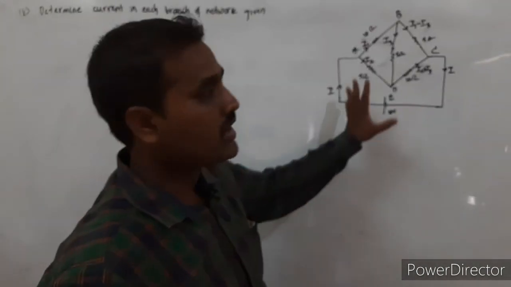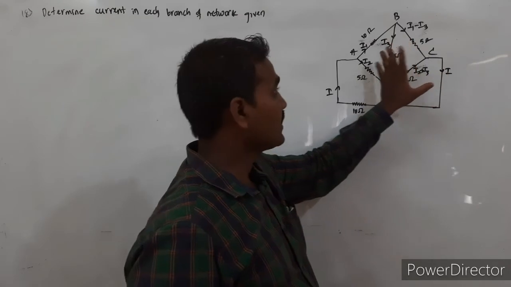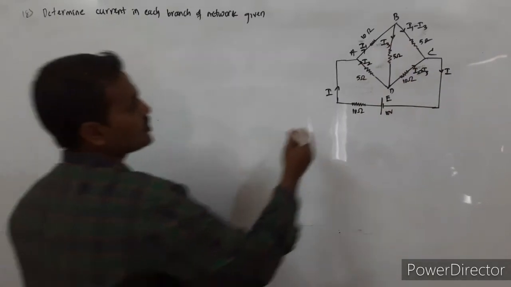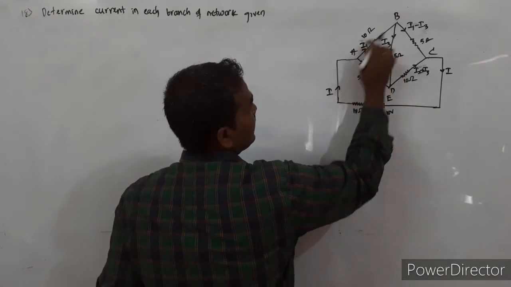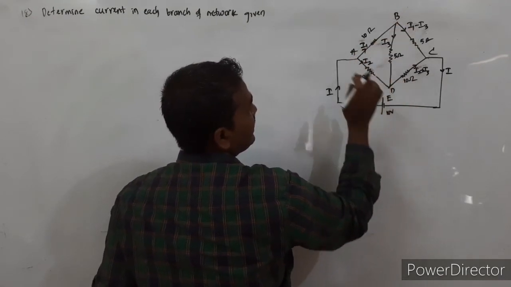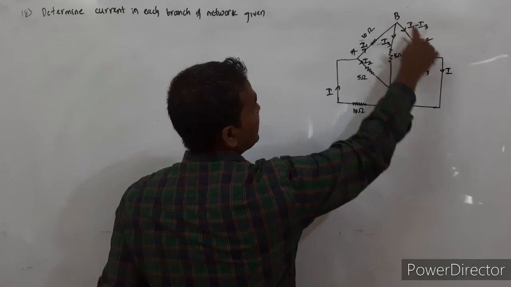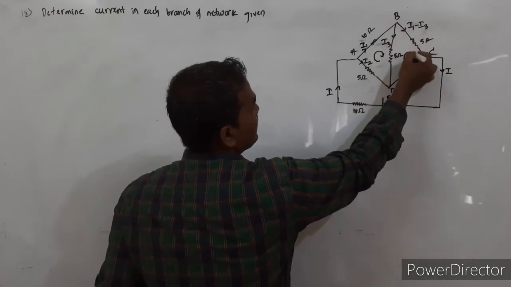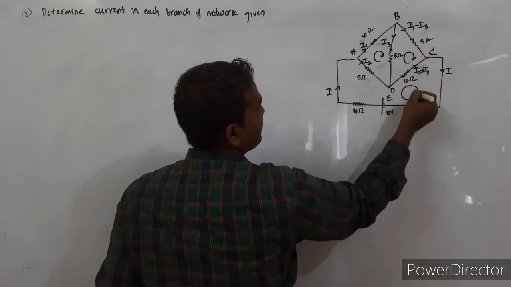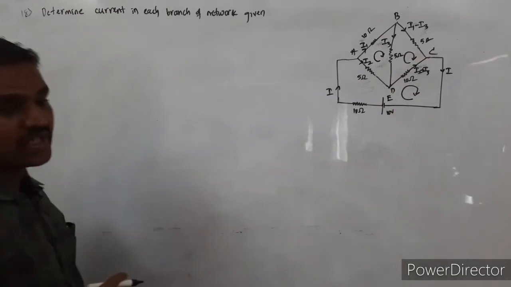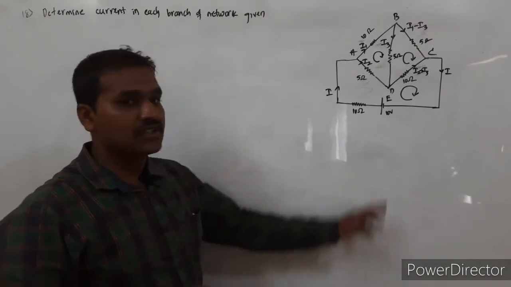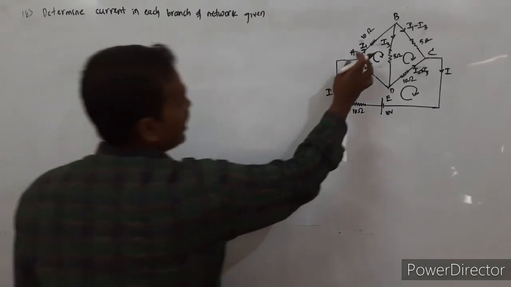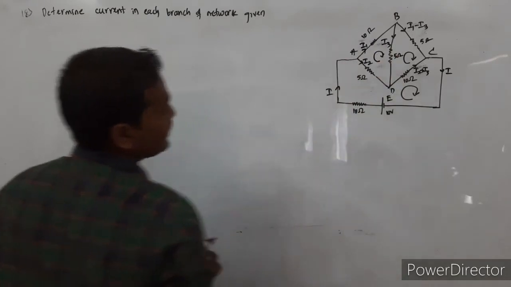Better not to name the resistors as there are more resistors that create confusion. Separately we shall consider different loops. First loop I will consider as A, B, D, A. Then we shall take the loop B, C, D, B. This is the first loop, this is the second loop, and this is the third loop. Separately we shall apply Kirchhoff's laws for all the three loops, and we shall find out the values of I1, I2 and I3.